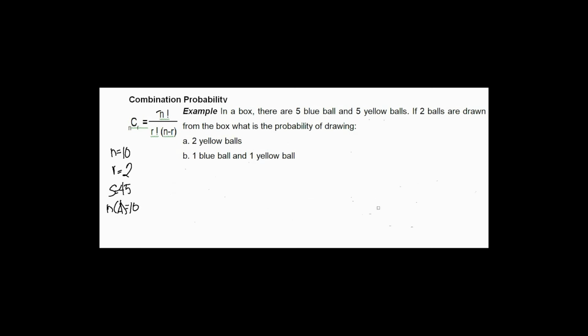Now we will erase to give some space for the second situation. We have already found the number of A happening, which is 10. And we will also be solving for event B happening, which is N(B). So we will let B be the event of drawing one blue ball and one yellow ball.